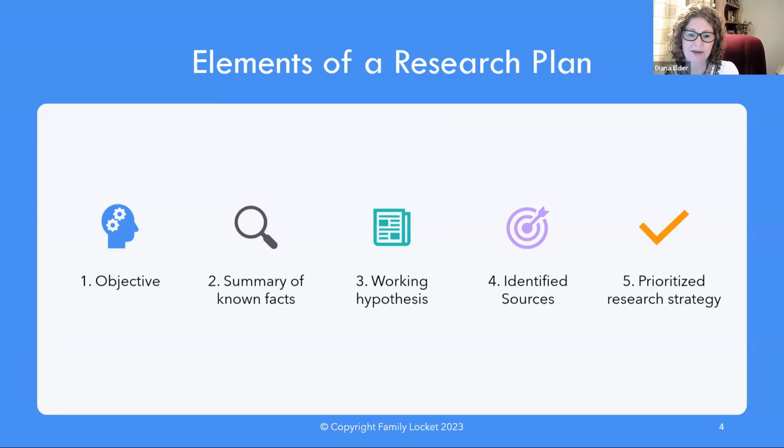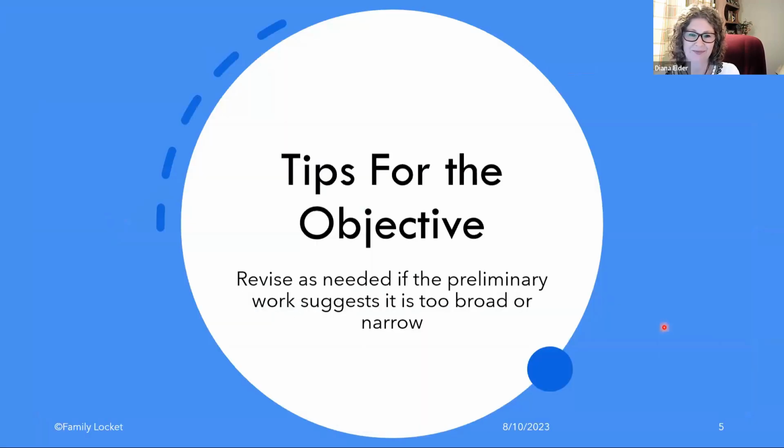Just as a reminder, this is what the research plan looks like. And of course, in the lesson, we go through all of these in depth, and I'm not going to do that today. I'm just going to give you a couple tips for each one and then show an example from my project. So we have the objective, and then we summarize the known facts. We do a working hypothesis, we identify some sources, and then we have a prioritized research strategy, which is what we use when we go to do our research.